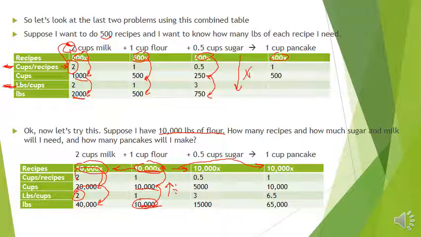All right, so we just did the flour. That was the first one. So let's figure out how many sugars. 10,000 recipes. Every recipe is half a cup, so that's going to be 5,000 cups. And then each cup weighs 3 pounds, so that's 3 times 5,000, which is 15,000 pounds. So the overall, you'll have 65,000 pounds of pancakes.